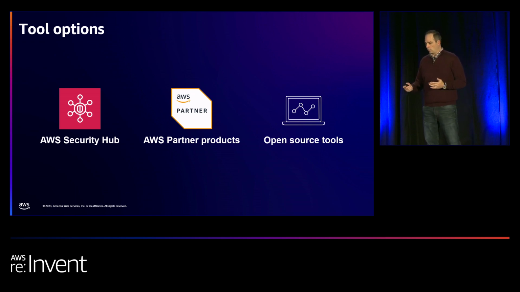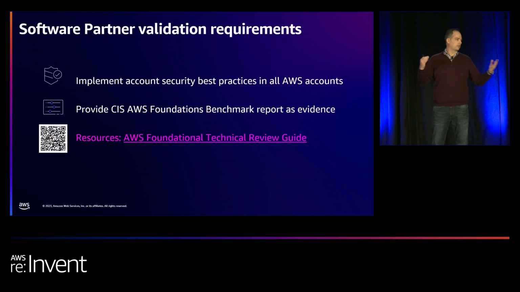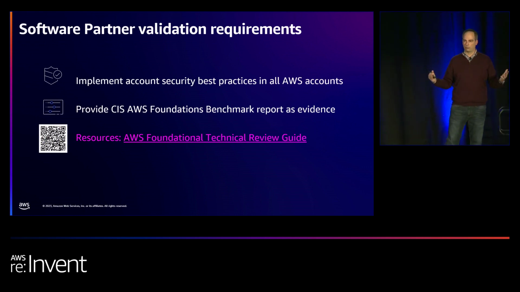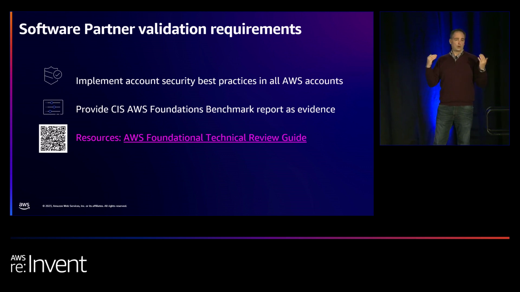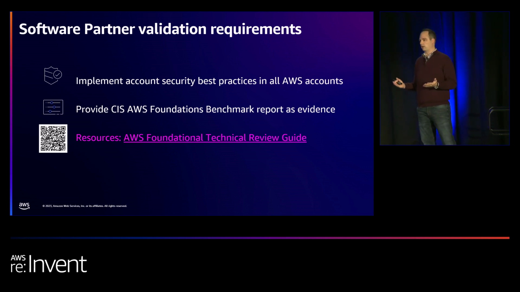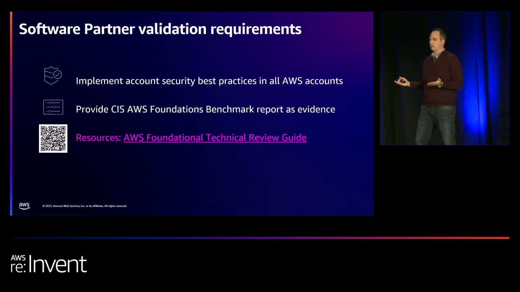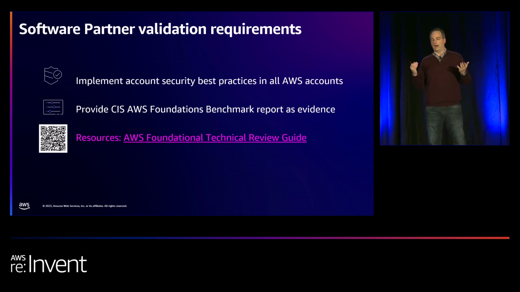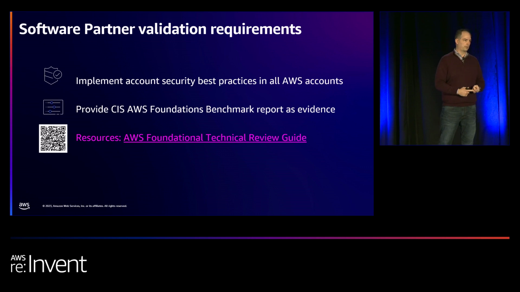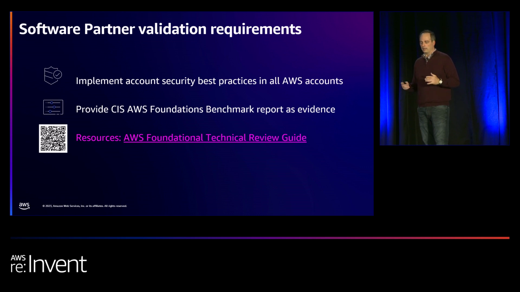So when it comes to how we assess this kind of basic account security piece within the context of a software product? Well, first of all, when it comes to a SaaS product, what we're looking for is that you have implemented all of these best practices in the accounts that manage customer data. So we want to see that the root account has been secured, that you've got all of your account contacts set, and that you're scanning things with automated tooling.